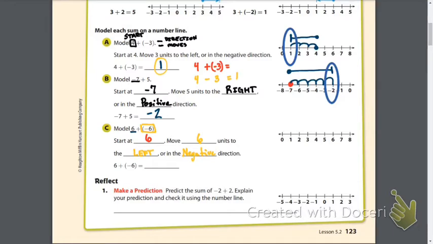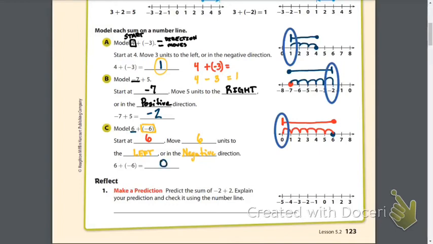Well, if I graph it, I'm going to start at 6, which is what I wrote. So here I am. And then I'm going to move 6 units to the left. So I'm going to go 1, 2, 3, 4, 5, 6. So I started here and I moved all the way over here. So my answer is what? 0. Okay.